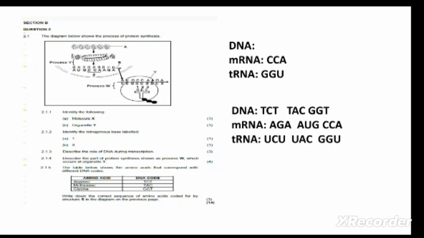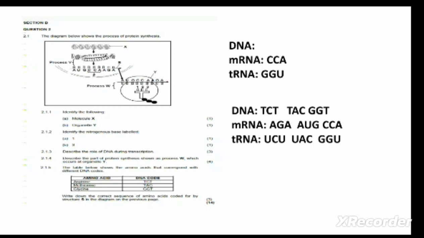The table below shows the amino acids that correspond with different DNA codes. We have amino acids and then we have DNA codes on the side. They say write down the correct sequence of the amino acids coded for by structure S. Structure S is the mRNA in the diagram on the previous page. So they want the correct sequence of amino acids using these DNA codes.